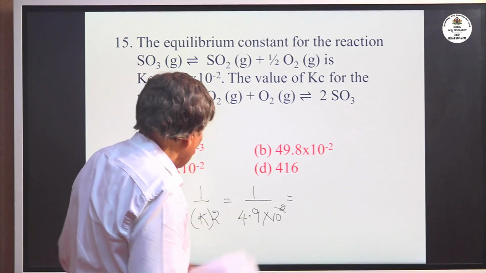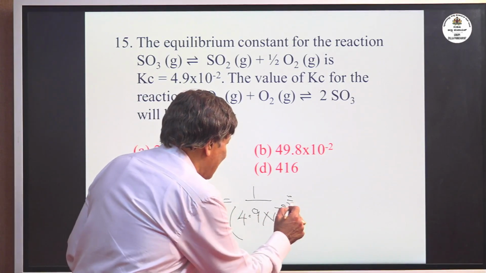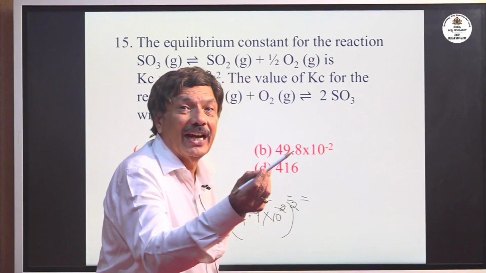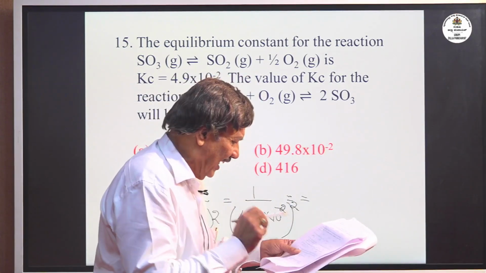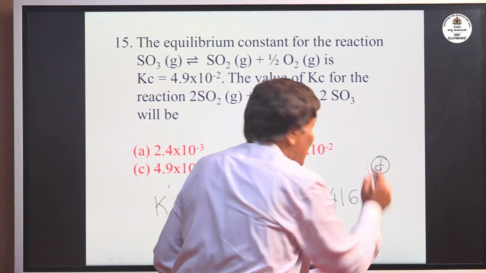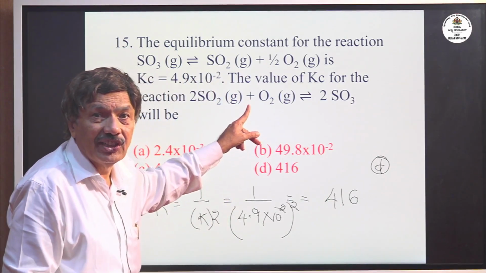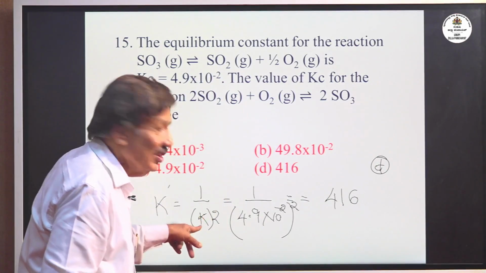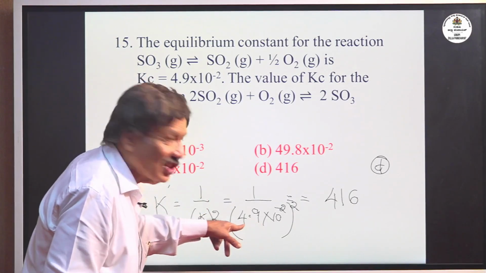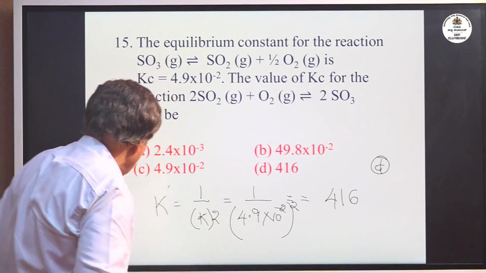If you work out that square, it will be more or less like 10,000 by 50, something like 400. The right option is 416, option D. Understood? So, we have reversed it, and at the same time, all the quantities have been doubled. Reversing means it comes in the denominator. Then square, since the quantities are doubled. So, when you substitute the given equilibrium constant and simplify, it will be 416.